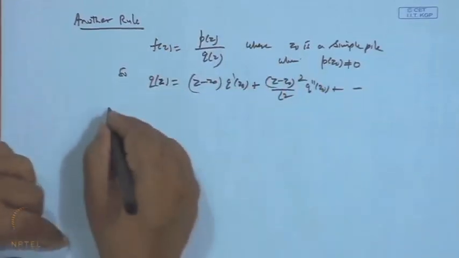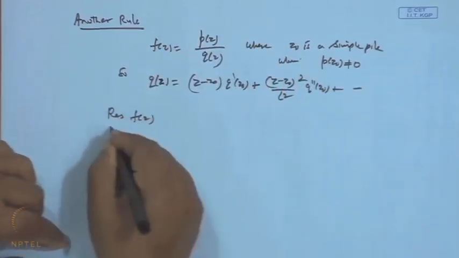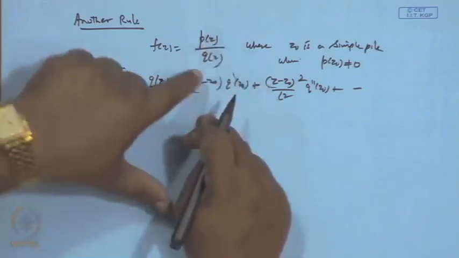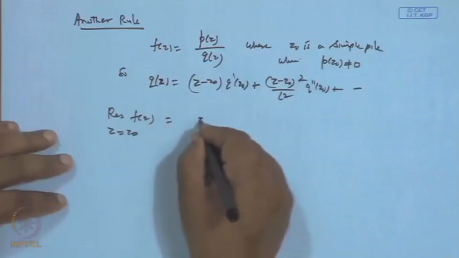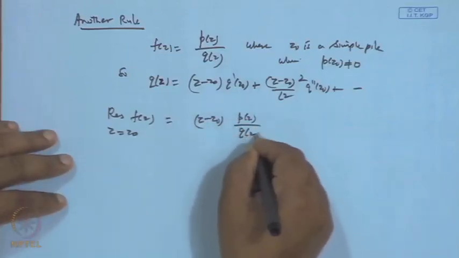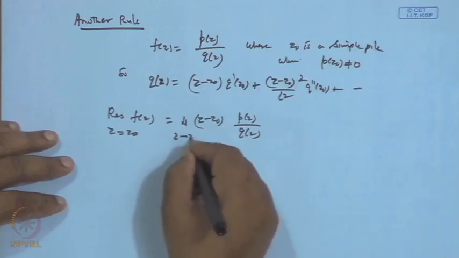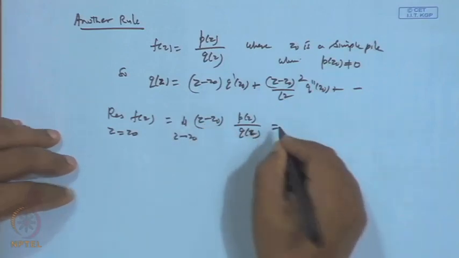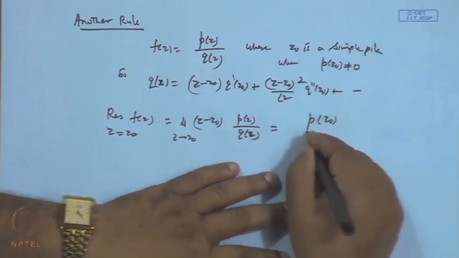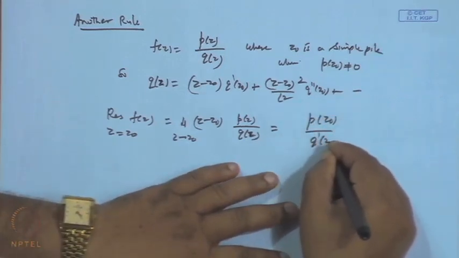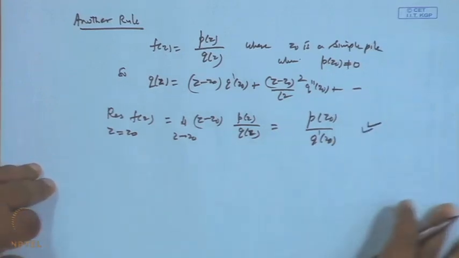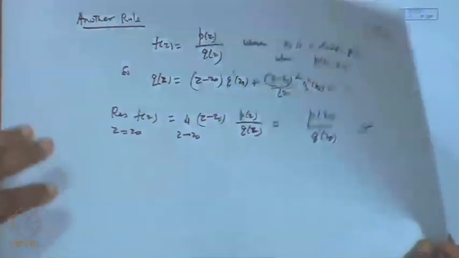Okay. So, the residue of f(z) at z equal to z naught, you can just multiply by (z minus z naught), and take the limit as z tends to z naught of p(z) by q(z), and what you get immediately is p(z naught) over q prime(z naught). So, that is another formula to compute the residue at a simple pole.